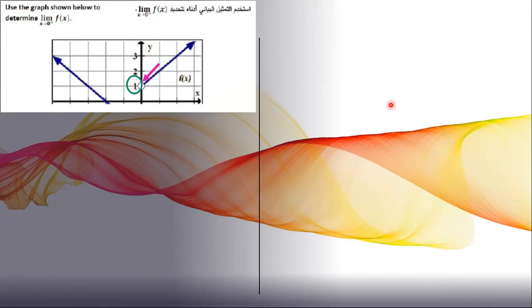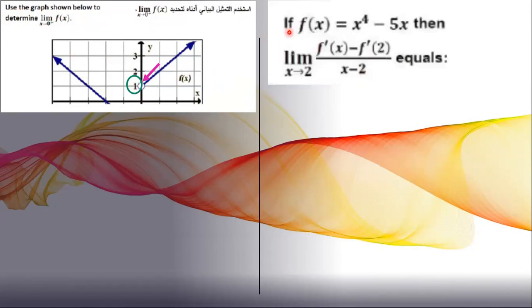Okay. Next question. If f of x equals x power 4 minus 5x, then find the limit of f prime of x minus f prime of 2, over x minus 2, as x approaches 2.